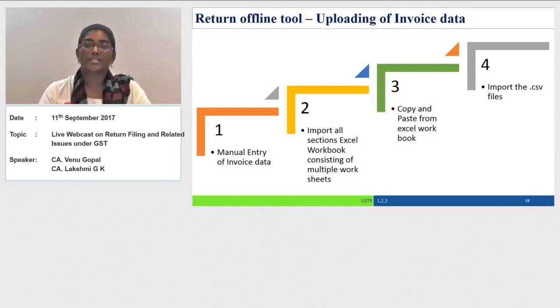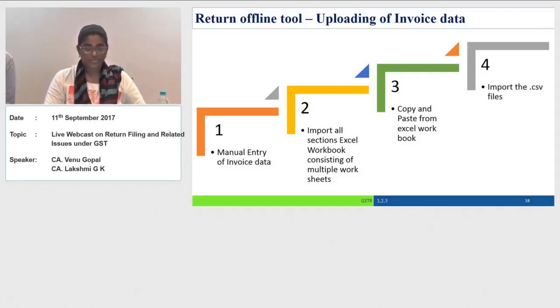And next, CSV files for each table have been provided in the offline tool, and we can fill the data in the CSV file, import the same in the offline tool, cross-check and generate the JSON file. This procedure has been clearly explained in subsequent slides with screenshot help. Let us see the first option, that is manual entry of invoice data.